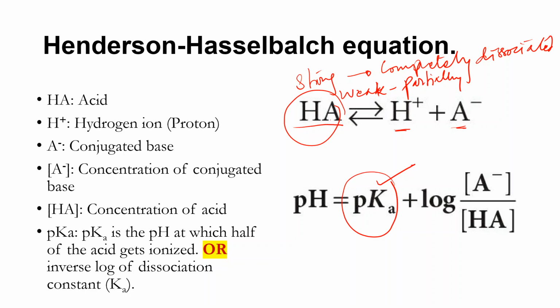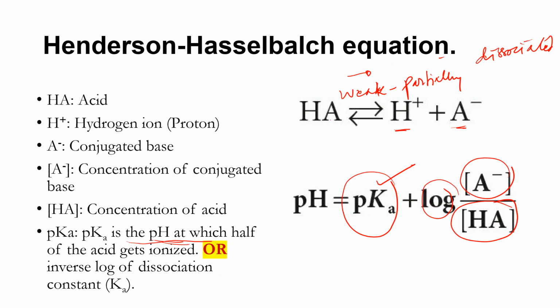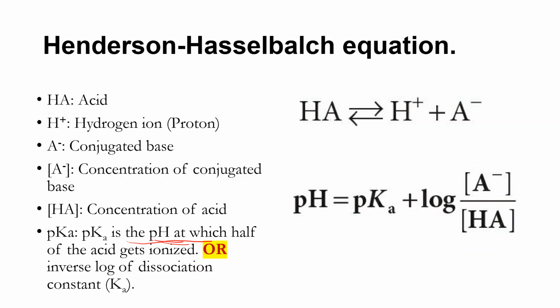But here we are basically using pKa. pKa is the pH at which half of the acid gets ionized. Now the other term is the log of the concentration of base over concentration of acid. So we will use this equation, and in this slide we are just getting acquainted with this equation.